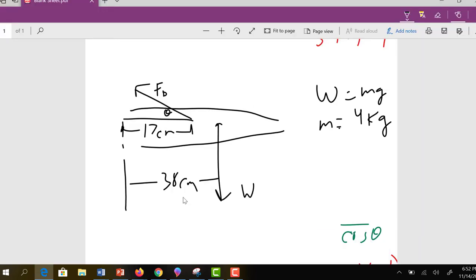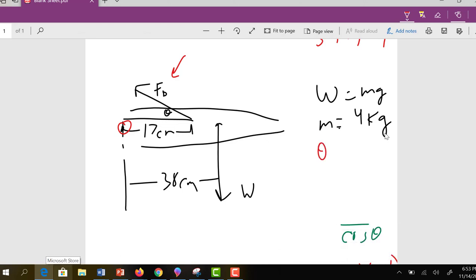Okay, so here's the picture that I drew. There's the pivot point right here. And it's 17 centimeters over to where the deltoid muscle is acting. And it's acting at some angle. As you can see from the picture, here's the deltoid muscle, 17 centimeters from the pivot point. And then the center of mass of the arm is 38 centimeters from the pivot point. Okay? So we want to figure out how much the deltoid force is, using torques.